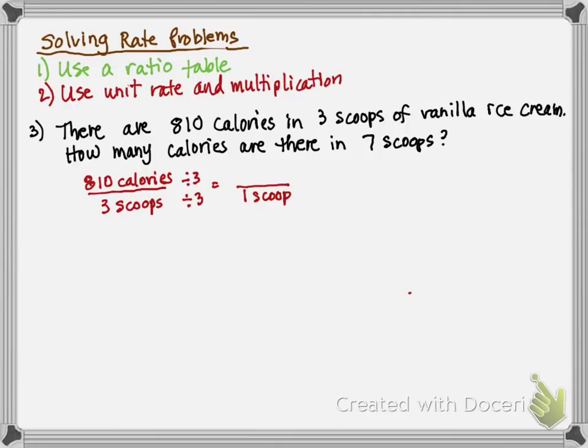And then if I don't know the math, I'm just going to off the side multiply or divide 3 into 810. 3 goes into 8 twice, which is 6 with 2 left over. Bring down the 1. 3 goes into 21 7 times. Nothing left over, and there's an extra 0, so I am going to have to hold its place in the answer. So I get 270 calories in 1 scoop.